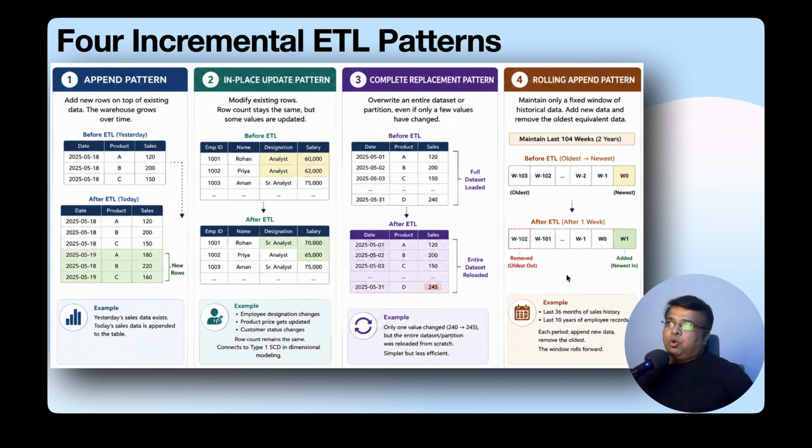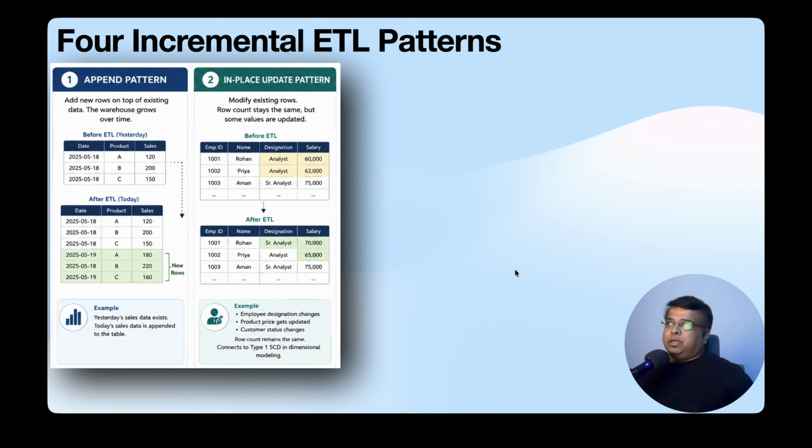Now, historically, all the patterns have been used in data warehousing systems, but in modern environments, especially newer architectures, most incremental ETL processes primarily use these two: the append pattern and in-place updates. Those approaches fit very naturally with modern dimensional modeling techniques and tend to be much more efficient. You'll still occasionally encounter complete replacement or rolling append strategies, especially in older legacy data warehouses that have not been re-architected in many years.